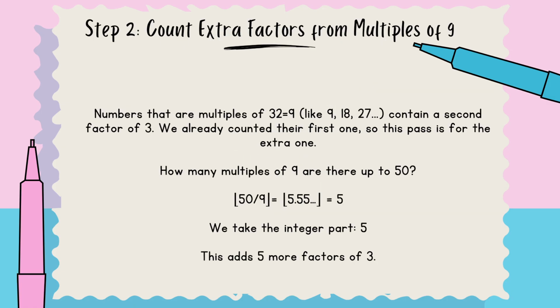Now when we are grouping with 9, that is 3 square, like 9, 18, 27, these numbers will have 9. So there will be 2 times 3. So we are grouping with 9. So there will be 2 groups of 3 multiplied by 3. So how many multiples of 9 are there up to 50? We can count them as 50 divided by 9 and its floor value, that is 5. This adds 5 more factors of 3.